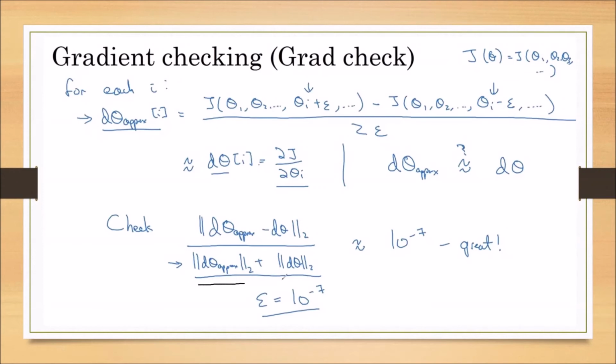Similarly, in the denominator, we take the square root of the sum of squares of the individual elements for d theta approx and d theta. If the result is in the range of 10 to the power minus 7, then it's great. The gradient descent we are using to minimize the cost function is finding the gradient properly. You can proceed. But if its value is greater than 10 to the power minus 3, then there is a fault. You have to check where the fault is.